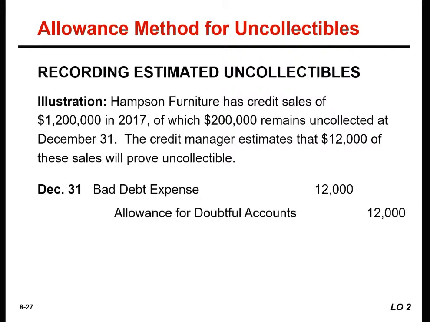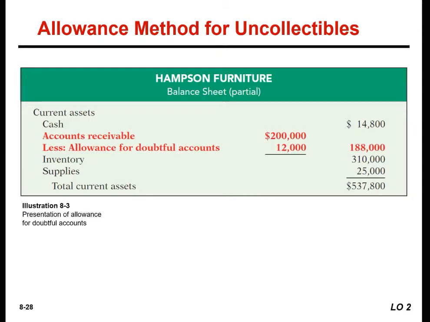This on the balance sheet would be represented in this manner: $200,000 less $12,000, giving us net cash realizable value of $188,000. Therefore, when an individual looks at our balance sheet, they can say they actually really expect to realize $188,000. That is the true liquid amount of their accounts receivable.